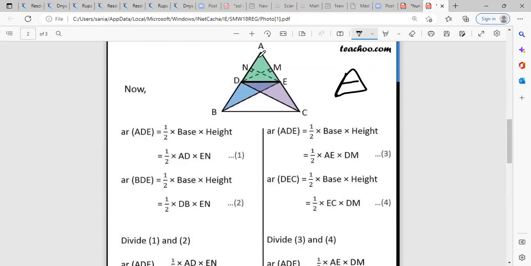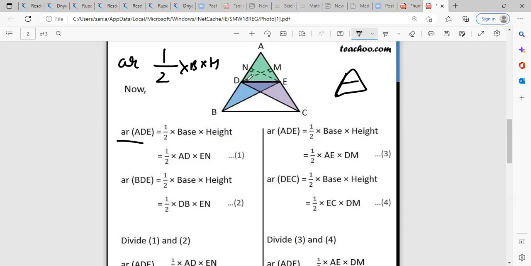So what we have to prove is AD divided by DB is equal to AE divided by EC, right? So let's just take the area of triangle ADE. You are taking this triangle. Over here, half into base into height. This is the area of a triangle. Yes or no? Yes, right? This is the formula. Whenever you have to find the area of a triangle, this is the formula: half b into h, base into height. So this is your triangle.